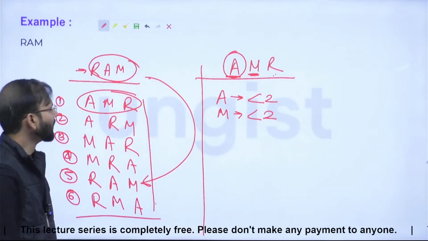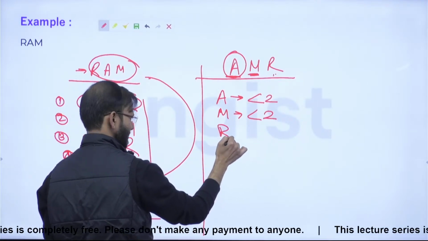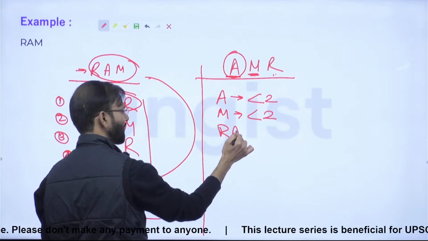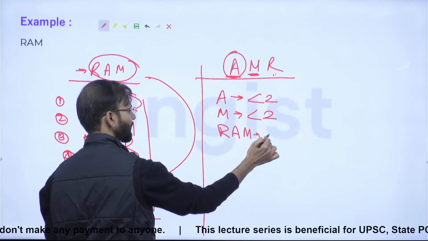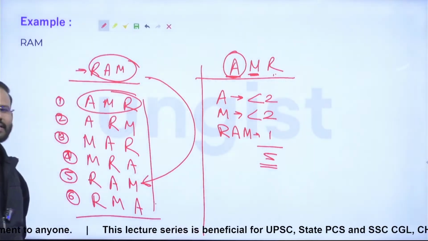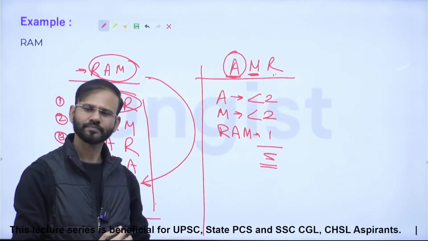Correct? After that, R will be fixed initially, in first position. After R we have A, after A we have M, alright. So this is the rank of RAM. Guys, is it clear? So we have to count it in a step by step manner. That's it.